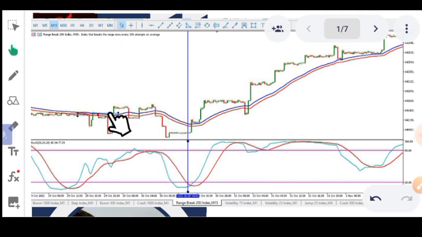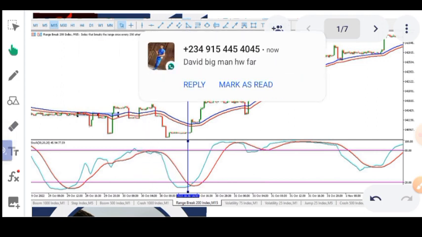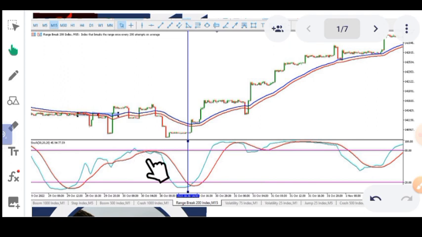So you see here, this is where we had the breakout, and this is the pullback. At this first one, you see that the stochastic oscillator did not come to the oversold level. It did not come to the oversold there, so you don't enter here. That's why it still continues moving down.